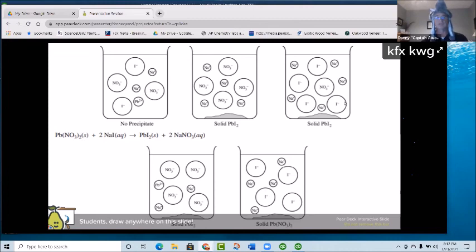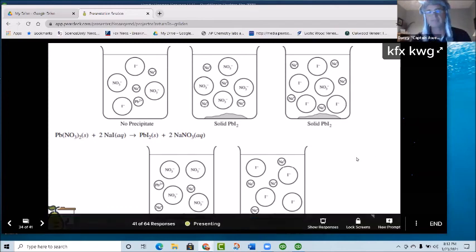That's also what the problem with the bottom left one is. You shouldn't have any lead left over, and the sodium and nitrate should be in the same proportion, 1 sodium for every 1 nitrate. And the bottom right one is wrong because nitrate should be a spectator ion, and it's not there.